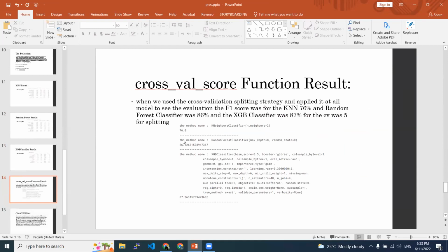And after that, when we applied the cross-val score function, the result was the validation splitting strategy, and it's applied to all models to see the evaluation. The F1 score for the KNN is 76, random forest was 86, and the XG boosting classifier was 87. The CV was 5 for splitting, as shown in the picture below.